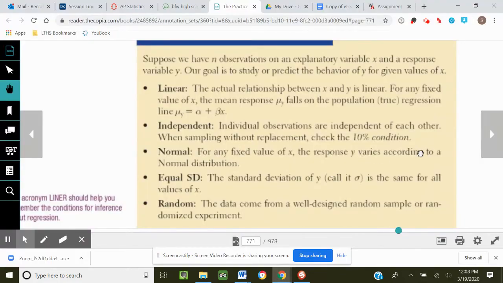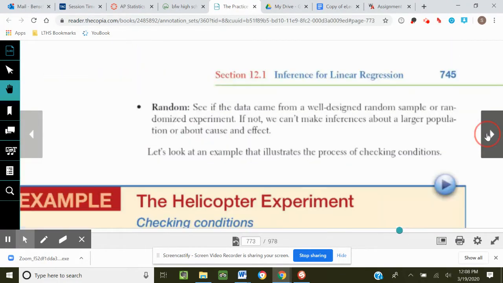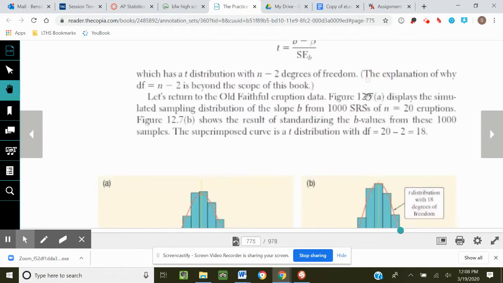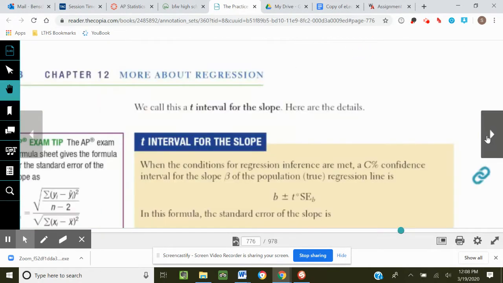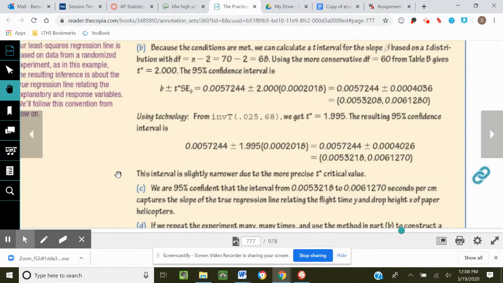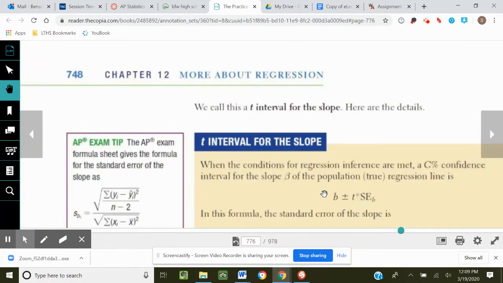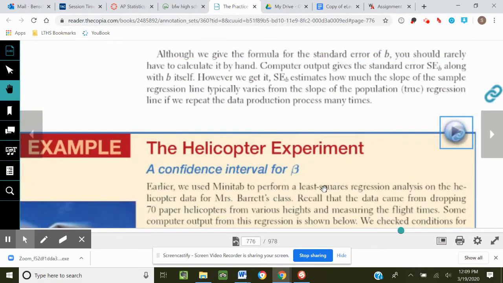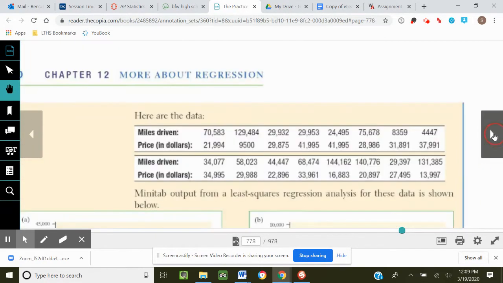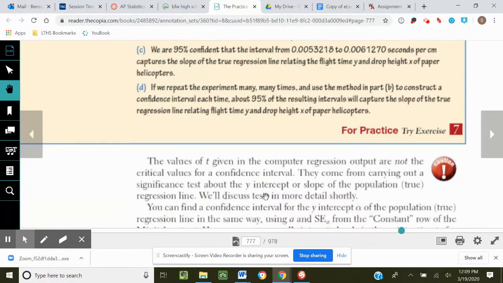I'm just going to page through this real quick. And so the helicopter one, it's the car one, which we already did that. Okay, I believe this is it right here. Nope, that's helicopter. It's this one. Okay.